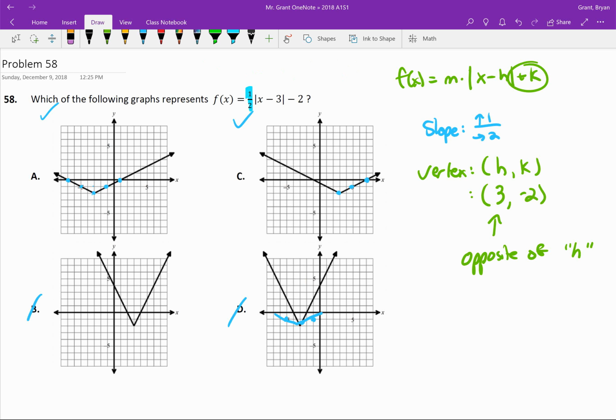Alright, so then graphing that, 3, -2, that means go to the right, 1, 2, 3, and then down 2. And you'll notice that that point lines up perfectly on the vertex for C. It doesn't for A. A is out. C is our answer.